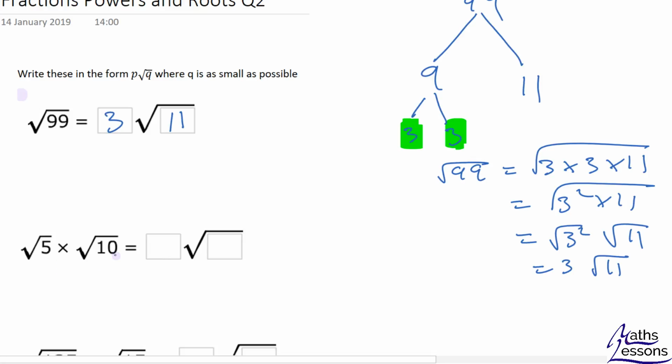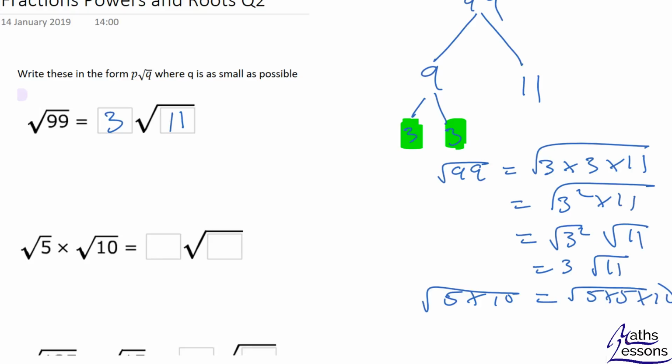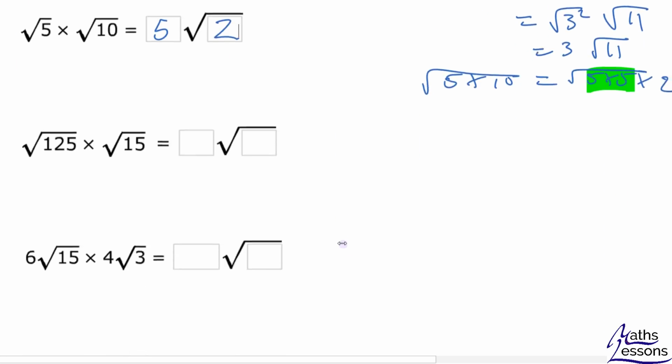5 times root 10. Now that's the same as the square root of 5 times 10, which is equal to 5 times 5 times 10. And then we got this pairs thing going on again. We just take that 5 out. Sorry, that's not a 10 there. Oh, that should be a 2. 5 times 2 is 10, not 5 times 10. So 5 times 2, 5 times 5 times 2 is the same as 5 times 10. So we have a 2 here, 5 root 2. Right, next one.